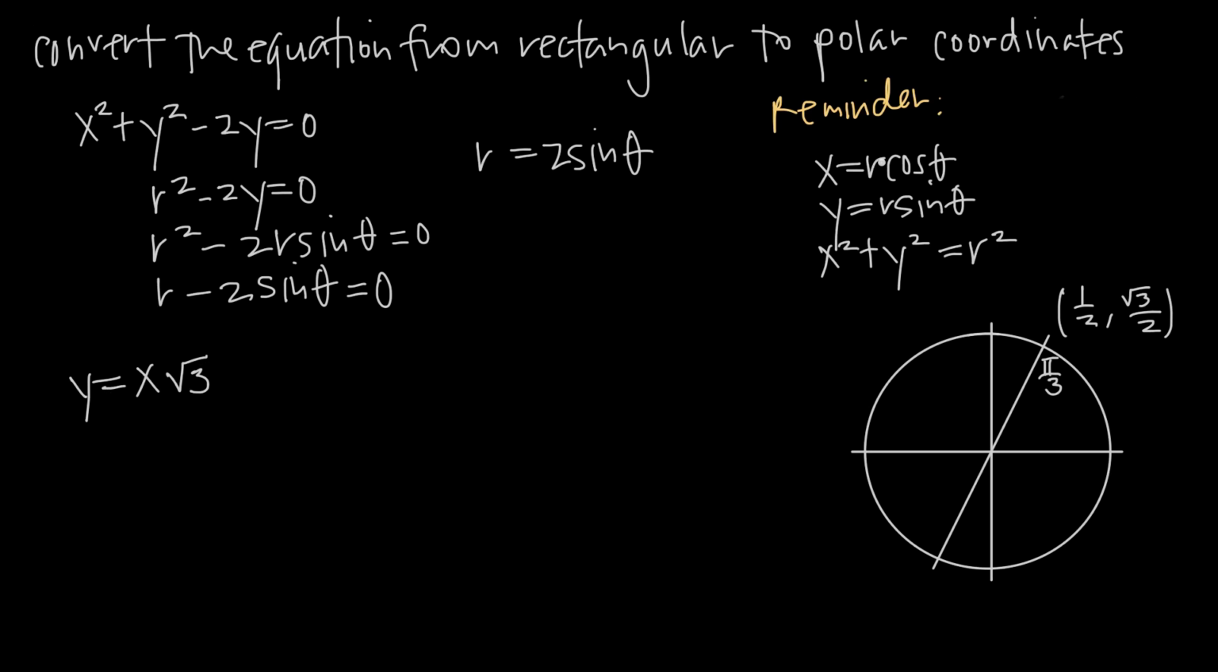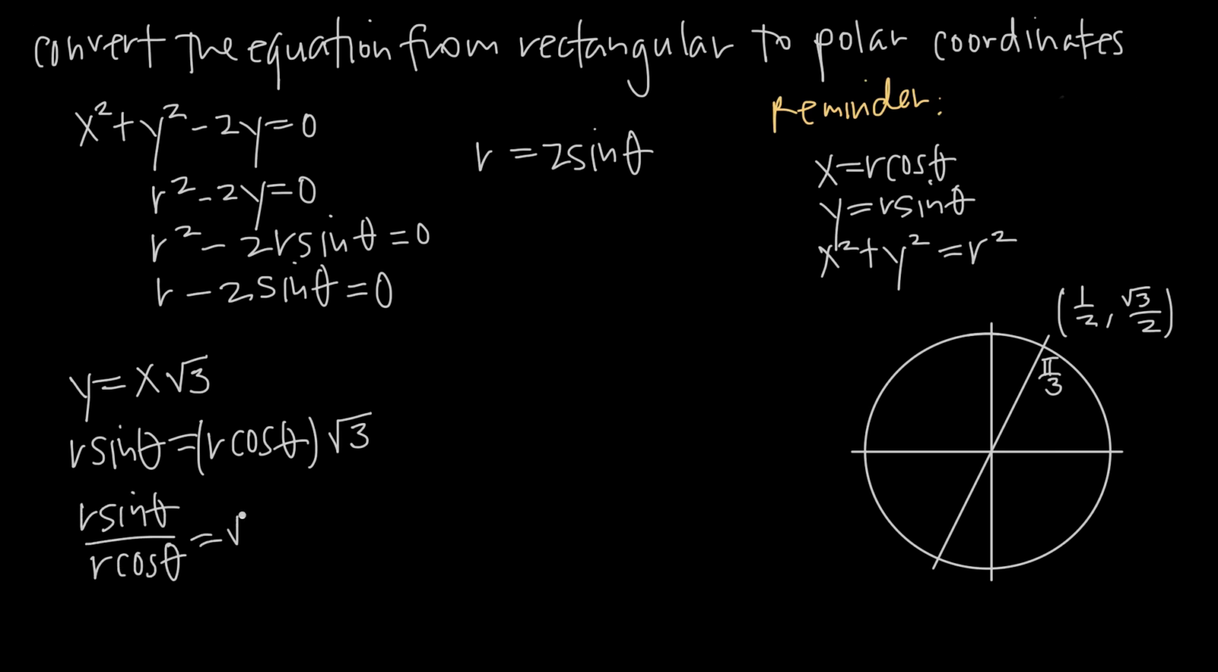So we want to use our conversion formulas and plug in for both y and x. So y is going to give us r sine theta. X is going to give us r cosine theta. And we're multiplying this whole thing by root 3. Now if we divide both sides by r cosine theta, then we get r sine theta divided by r cosine theta is equal to root 3. That's going to allow us to cancel r from the numerator and the denominator, and we're just left with sine theta over cosine theta is equal to root 3. Now because sine over cosine is equal to tangent, we could convert this to tangent theta equals root 3.